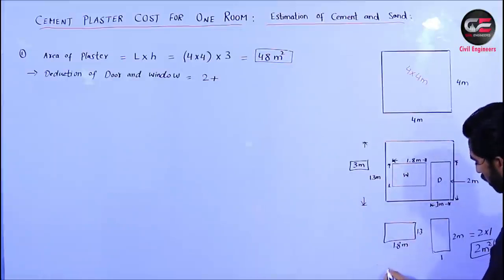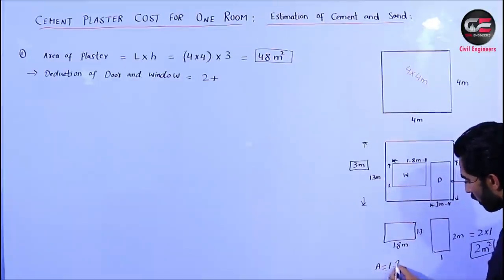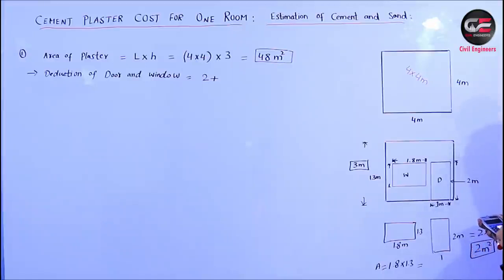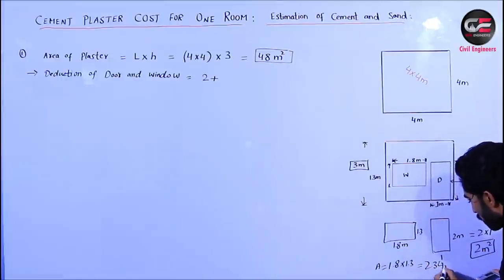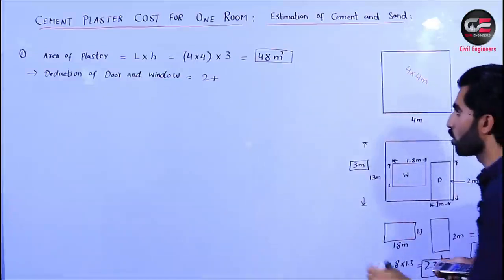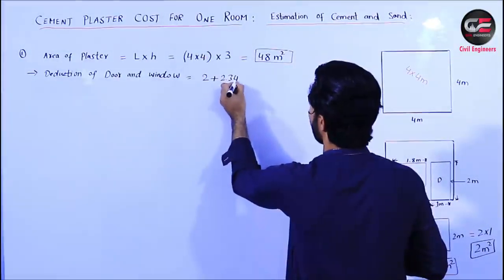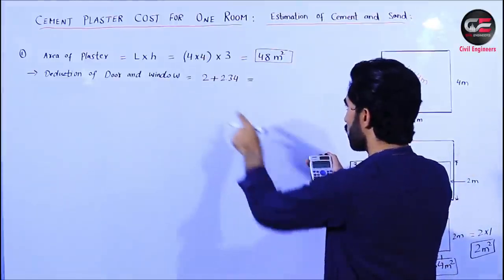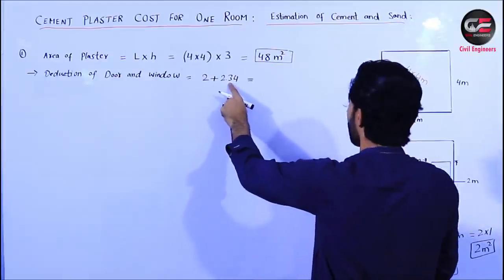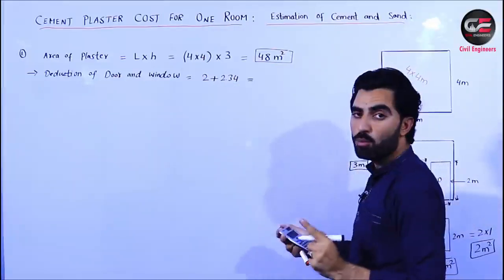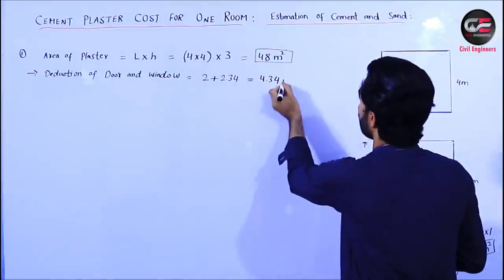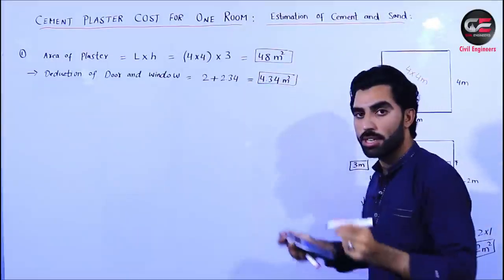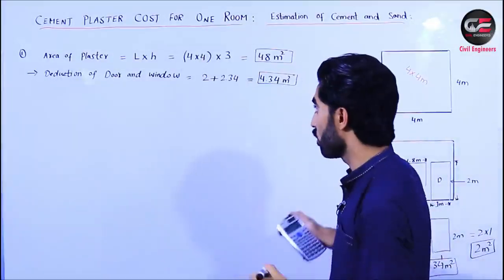So we will find the area: 1.8 multiply 1.3, so 2.34 meter square. Okay, so plus 2.34, so the deduction becomes 2.34 plus 2, it becomes 4.34 meter square. The video will be long, but it's very important. Therefore, you must watch this video from start to end to learn something new.